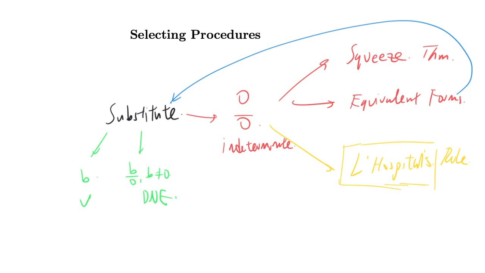So overall, this is the procedure for selecting the method for determining limits. And this is pretty much all that the AP requires you to know on the test.